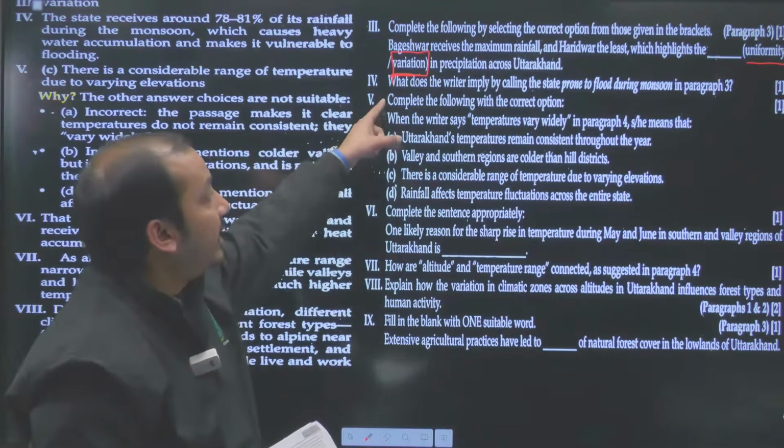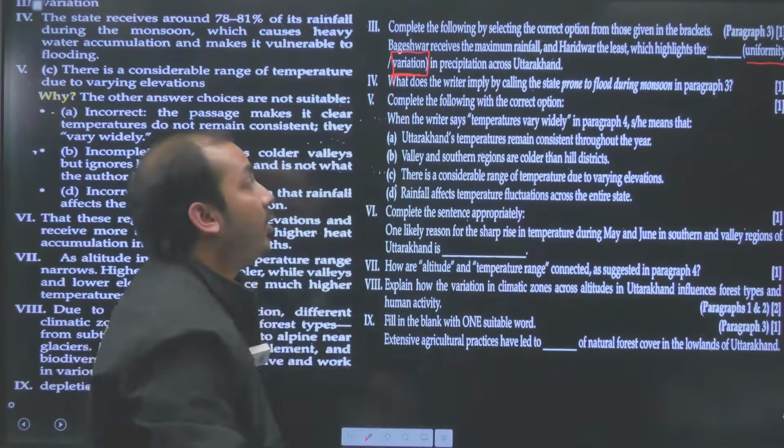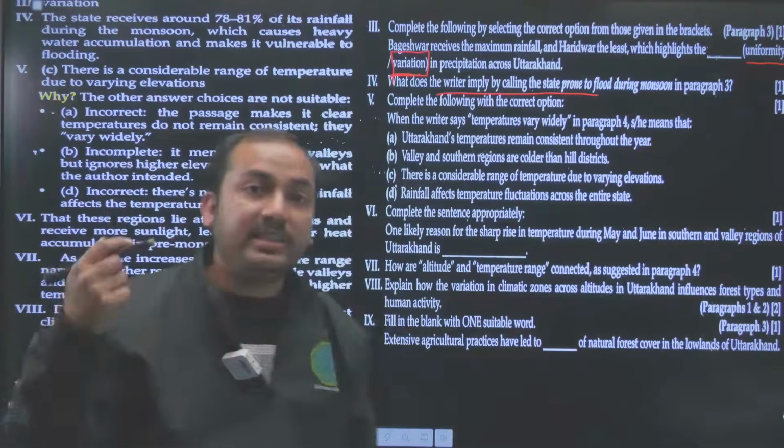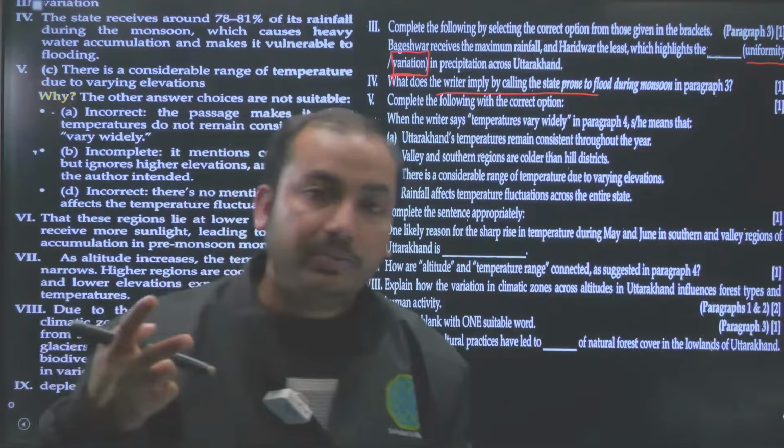So the next question, what does the writer imply by calling the state prone to flood? Always remember one thing, that in the question paper you will see such kind of words like imply, infer.